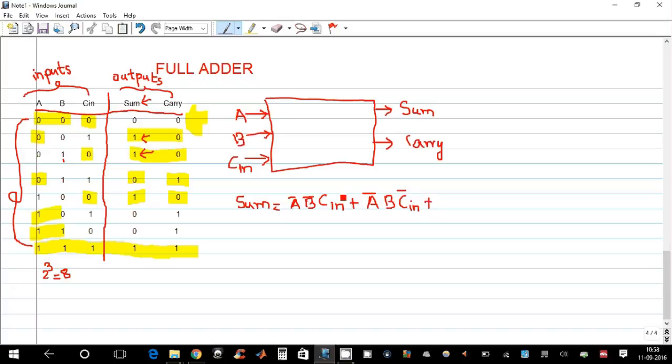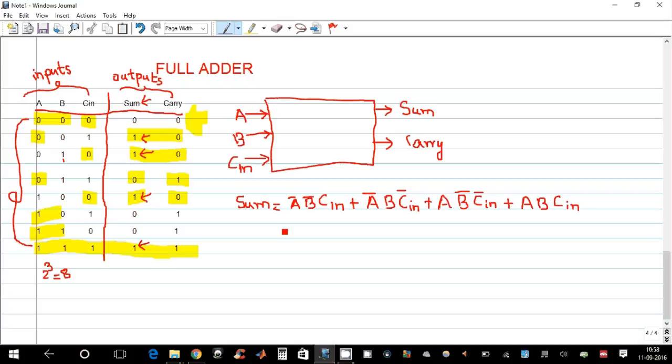Similarly, we have sum equal to 1 for the set of inputs A equal to 1, B equal to 0 and C in equal to 0. And similarly, we have sum equal to 1 for the set of 1, 1 and 1, that is A is 1, B is 1 and C in is 1.